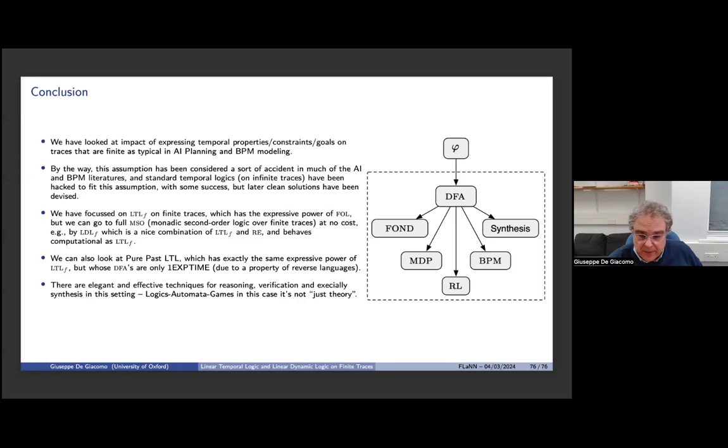The fact that you can obtain a DFA instead of a more complex automaton is really giving you an edge from the computational point of view. And I'm finished with this.